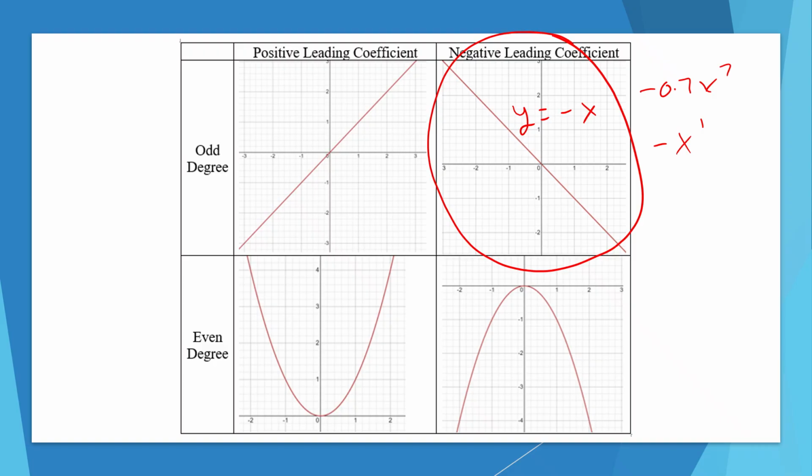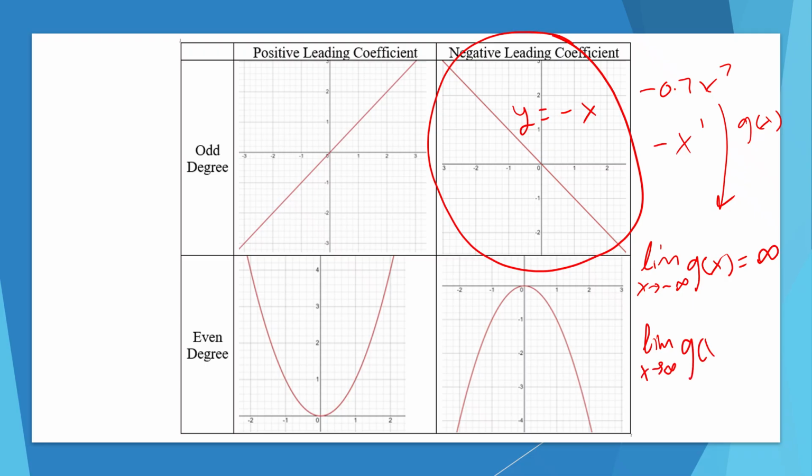So I would say my 2 limit statements is, let's just call this function g of x for the time being. I would say this equation, g of x, will have the end behavior of the limit as x approaches negative infinity. So as we decrease without bounds of g of x, this is going to be going to infinity, and the limit as x approaches positive infinity of g of x, as we go to the right or increase without bounds, this is going down, so it's going to negative infinity. And that's going to be how I would answer that question there.